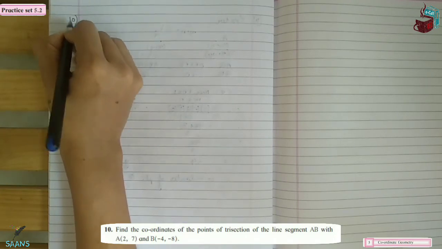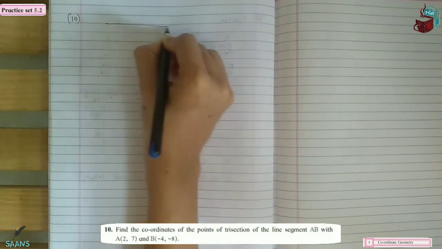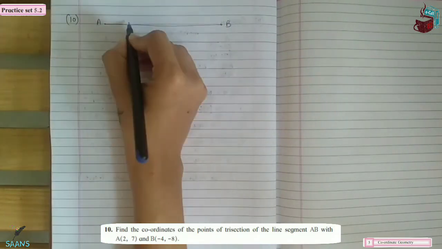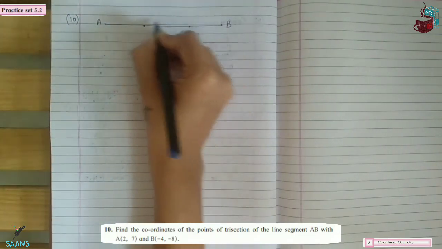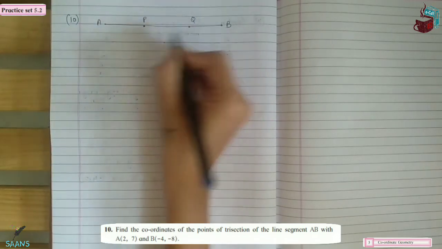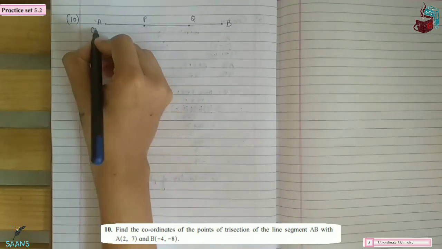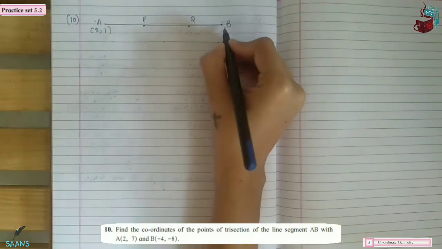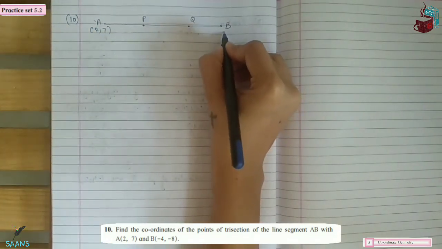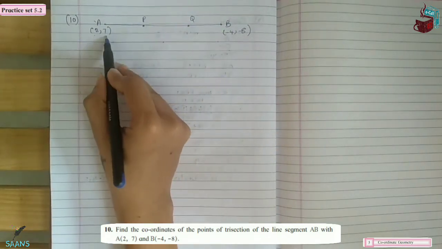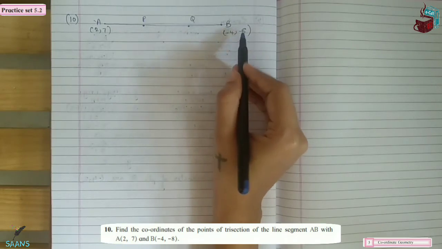Okay, so here only A and B's values have been changed. A and B are there. Again they are saying trisection. Take it as P and Q only. Once you do it similarly with particular letters, then it gets very easy for you. 2, 7 becomes familiar. B is minus 4, minus 8. Let me check once. 2, 7, minus 4, minus 8.